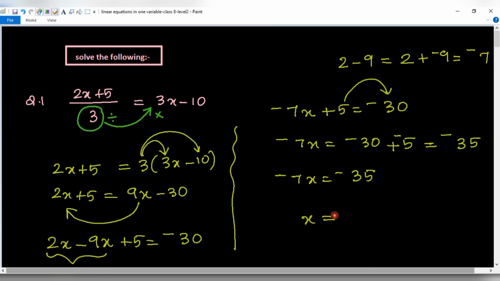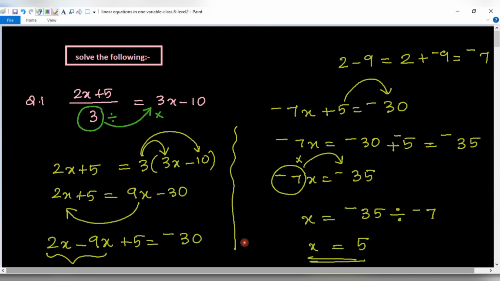So x is equal to, see we have to take this minus 7 to the right side. Minus 7 is multiplied with x on the left side. When it is taken to the right side, it will become division. So minus 35 divided by minus 7. Negative divided by negative, that is positive. 35 divided by 7, that is 5. So x is equal to 5 is the solution of this equation.